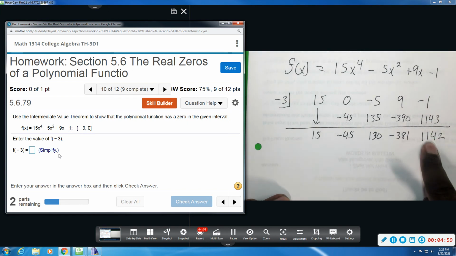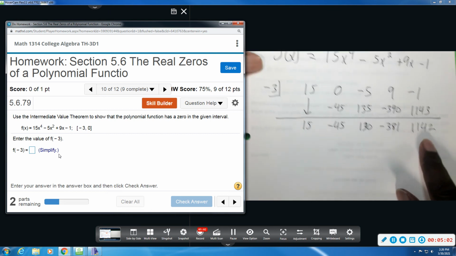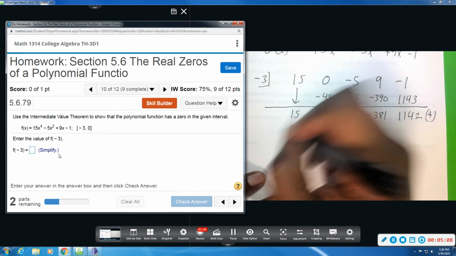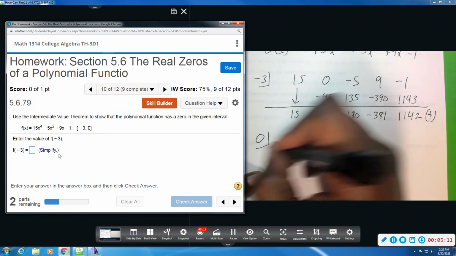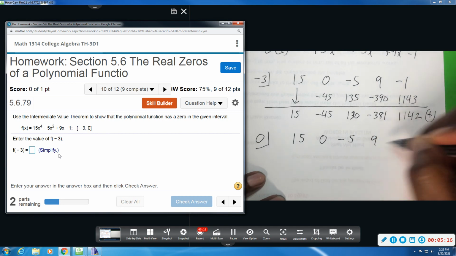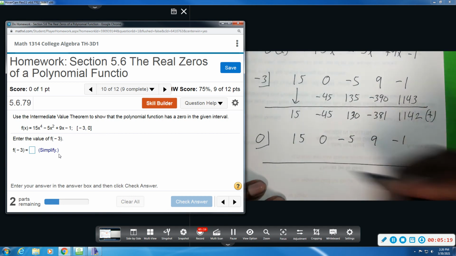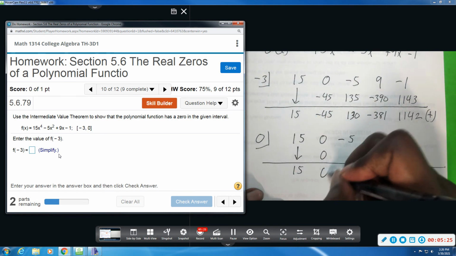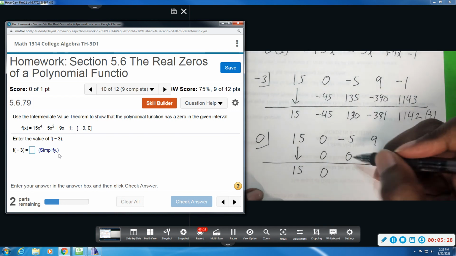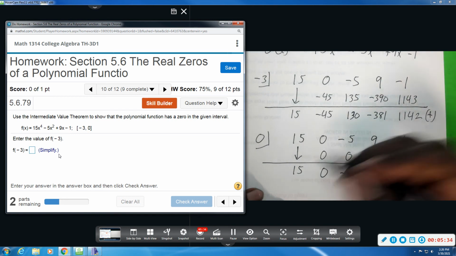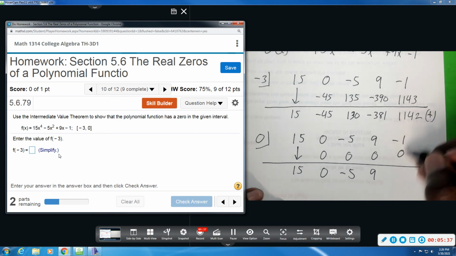What we get is this is positive. That's what we need. That sign is positive. So this one gives me a positive value. I'm going to do the same thing with 0. 15, 0, -5, 9, and -1. Bring down the 15 times 0 is 0. Add, we get 0. Times 0 is 0. Add, we get -5. Times 0 is 0. Add, we get 9. And then times 0 is 0. And add, and we get -1.